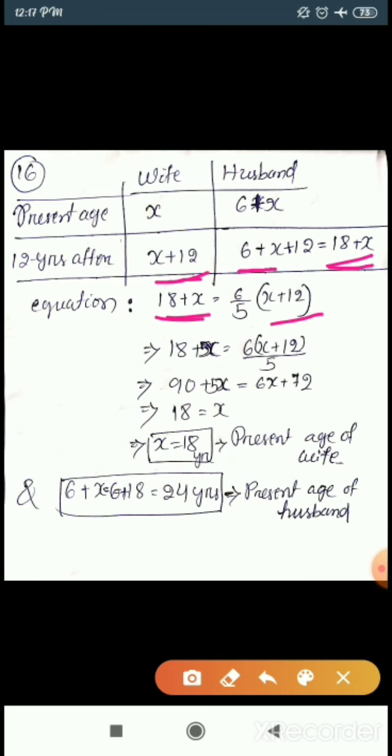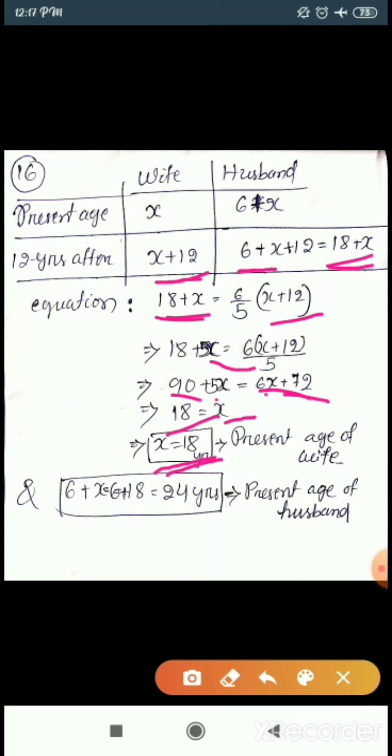18 plus X equal to 6 times X plus 12 by 5. So here you have to multiply 5 with this. So you will get 90 plus 5X equal to 6X plus 72. Again you solve it. 6X minus 5X, you will get X. Then after 90 minus 72, it is 18. So what is the age of wife you got? The age of wife, that is X equal to 18 years.